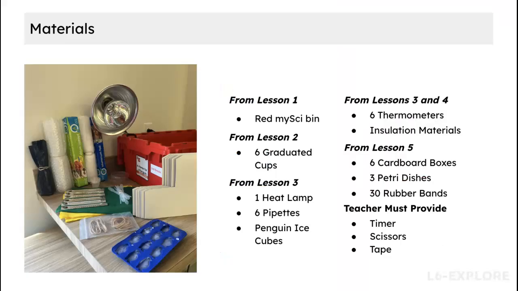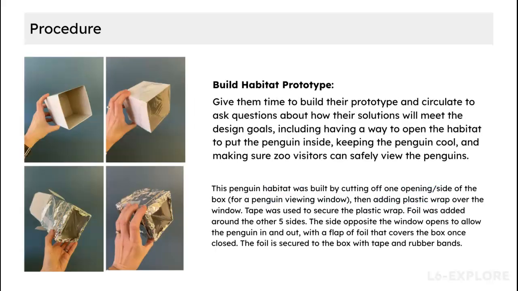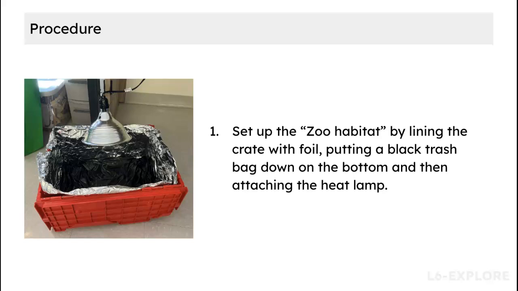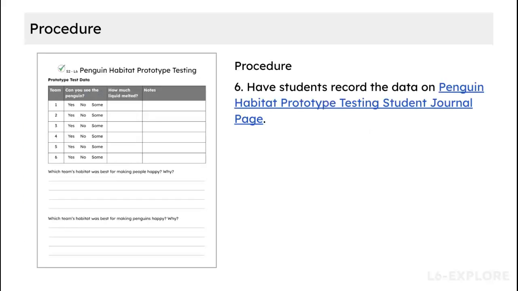For the Explore portion, you'll have students work in their engineering teams from Lesson 5. Be sure to see the tutorial for guidance on this investigation. You'll give students the materials shown on their drawing on their Team Design Ideas student journal page so that they can construct their prototype and test it according to the investigation instructions. You'll have students record their data on the Penguin Habitat Prototype Testing student journal page.